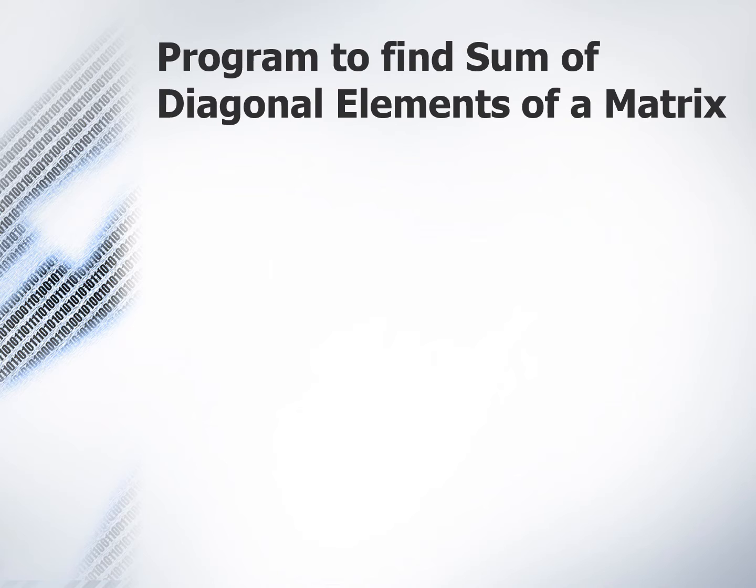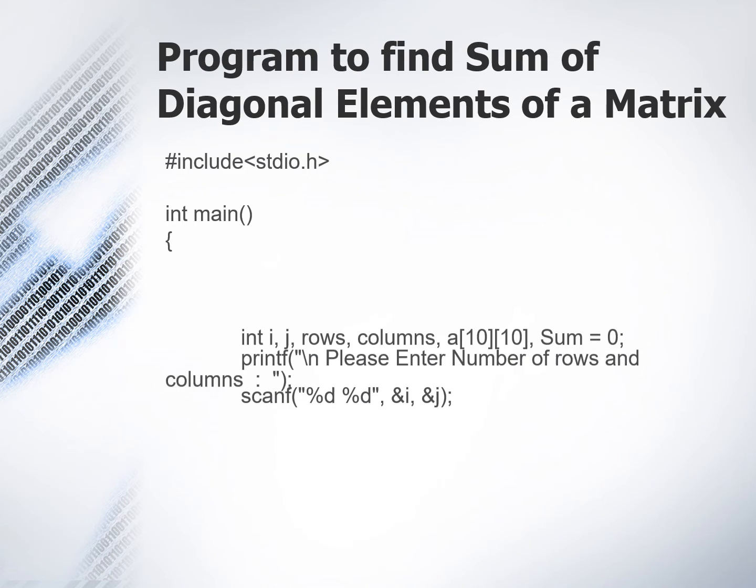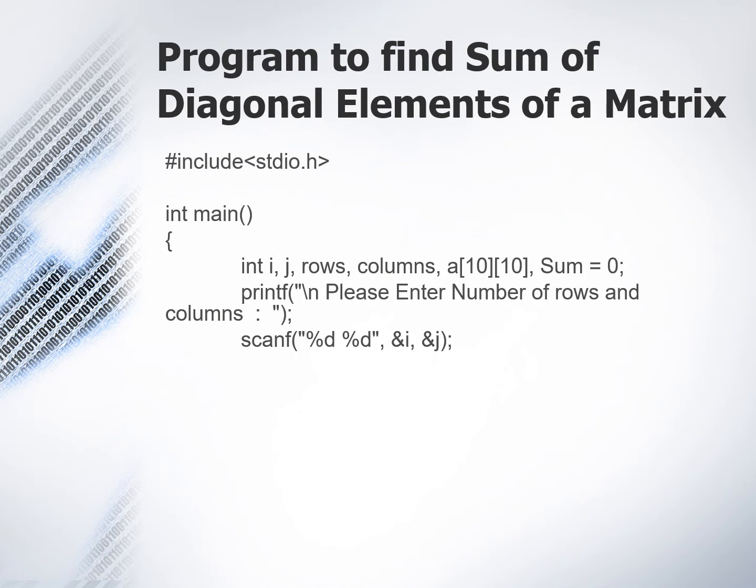So let us begin. We will begin with our header statement #include <stdio.h>. Then we have the int main function. Now we have declared some integers and some matrices. So int i, j, rows, columns, a of size 10 by 10, and sum equals 0.